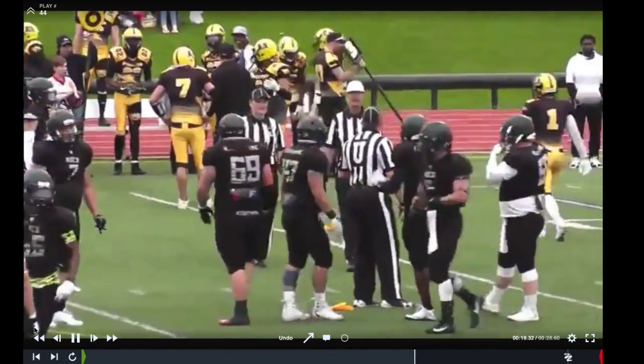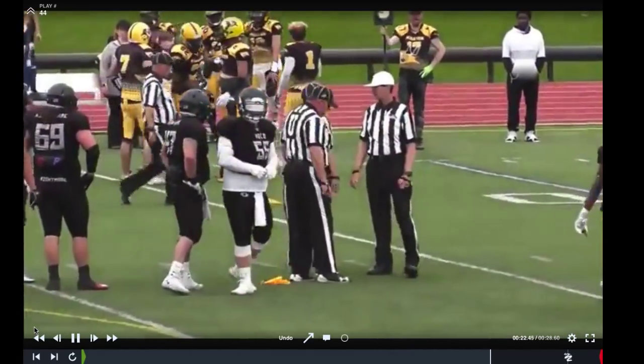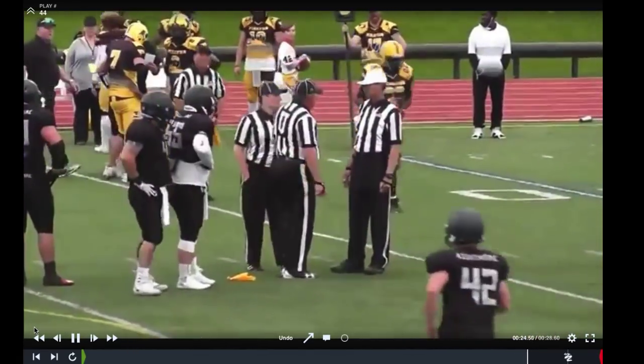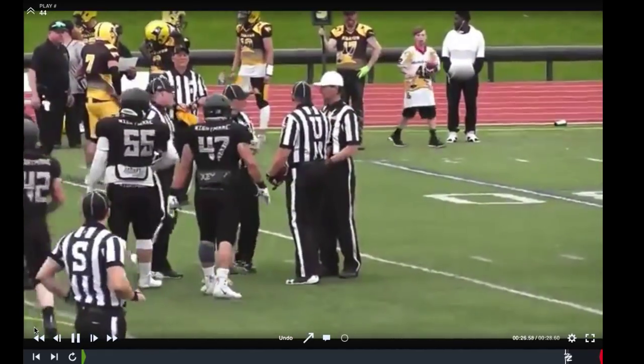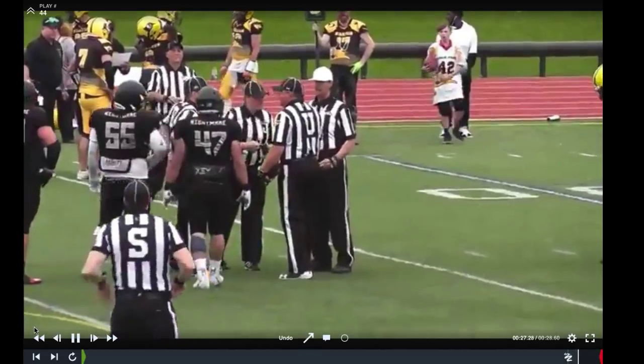Okay, right here we've got several players standing around listening to the discussion. Right then, these three want to walk away from the players. Line of scrimmage guys or someone not involved hold the spot, but we have got to get them back. Okay, we've got a couple of officials. In fact, we've got three officials not involved in this discussion at all. We should be getting players back.